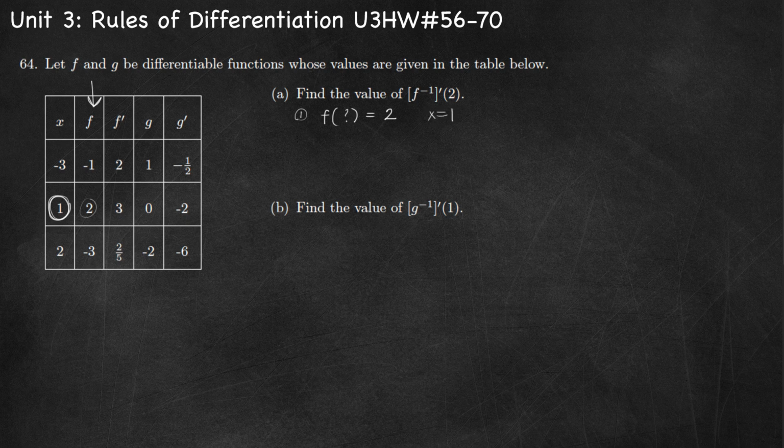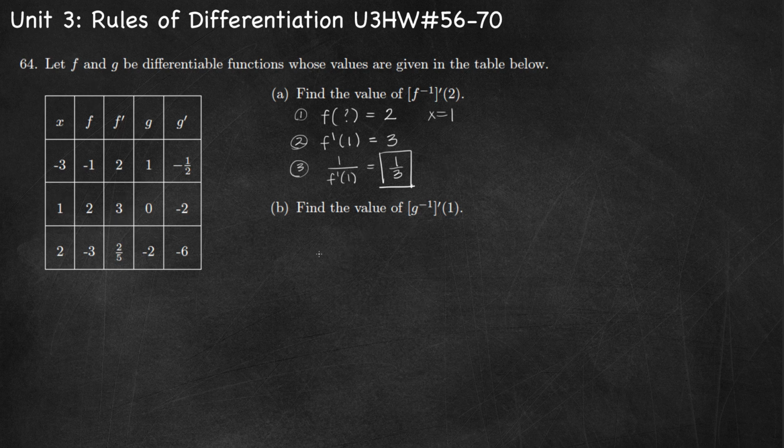X equals 1. And then in step 2, I'm going to evaluate the derivative of f at the value we obtained in step 1. So I want f prime of 1. F prime of 1 is equal to 3. And then finally, step 3, we're going to take the reciprocal of that value. I want 1 over f prime of 1. So that's going to give me 1/3 for my final answer. The derivative of f inverse at 2 is equal to 1/3.